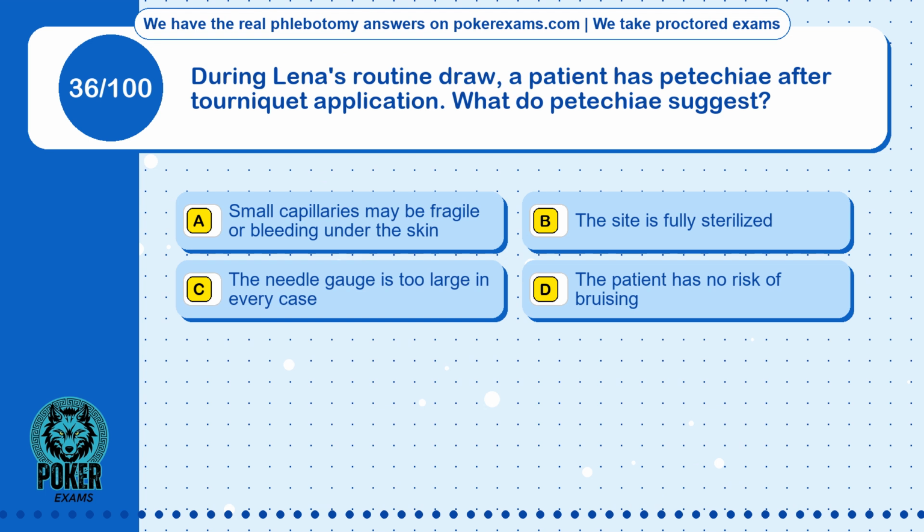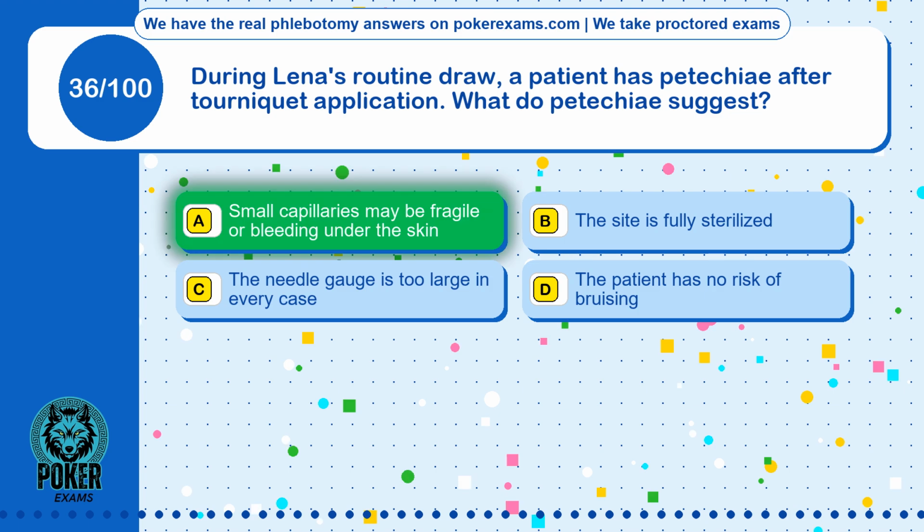Question 36. During Lena's routine draw, a patient has petechiae after tourniquet application. What do petechiae suggest? Option A. Small capillaries may be fragile or bleeding under the skin. Option B. The site is fully sterilized. Option C. The needle gauge is too large in every case. Option D. The patient has no risk of bruising. The correct answer is option A.